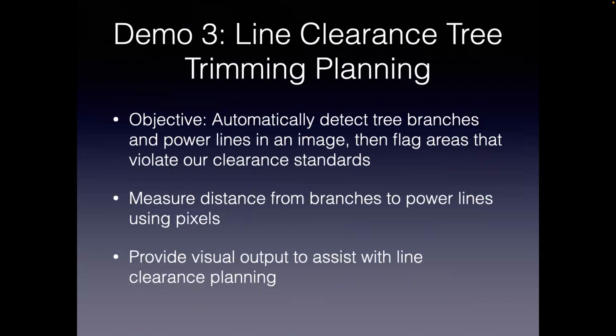So our objective for this demo will be to automatically detect tree branches and power lines within an image, and then flag areas that violate our clearance standards. We're going to measure the distance between branches and power lines using pixels, and provide visual output to assist with line clearance planning. Before we go over to the code, this code that I'm about to show you was also generated by VisionAgent on their playground. So I'm going to show you how to do that first.